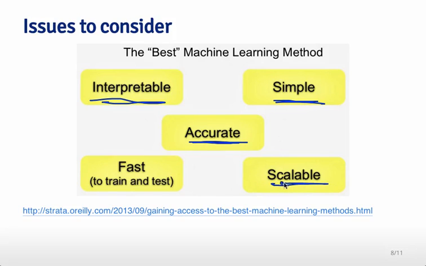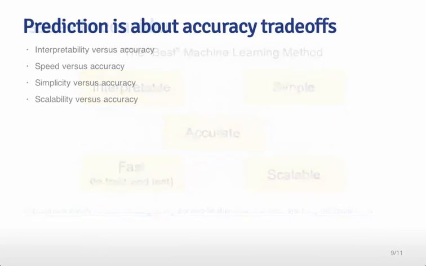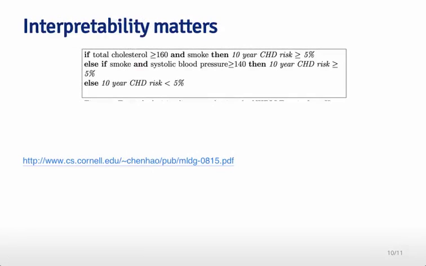You also want it to be scalable and fast. By fast I mean it's very easy to build the model and very easy to test the model in small samples. Scalable means it's easy to apply to a large data set, whether that's because it's very, very fast, or because it's parallelizable across multiple samples, for example. So in general, prediction is about accuracy trade-offs. Sometimes you will trade off a lot of accuracy or a little bit of accuracy for interpretability. Sometimes you'll trade it off for speed or simplicity or scalability. But in general, what you're trying to do is find the right balance between those other features of the prediction algorithm that might be important to you and how accurate you need it to be.